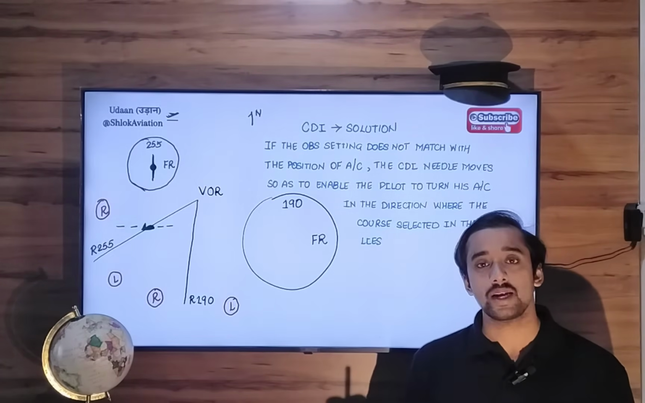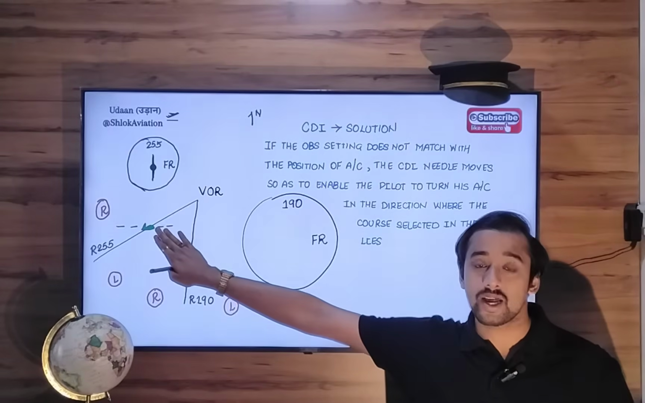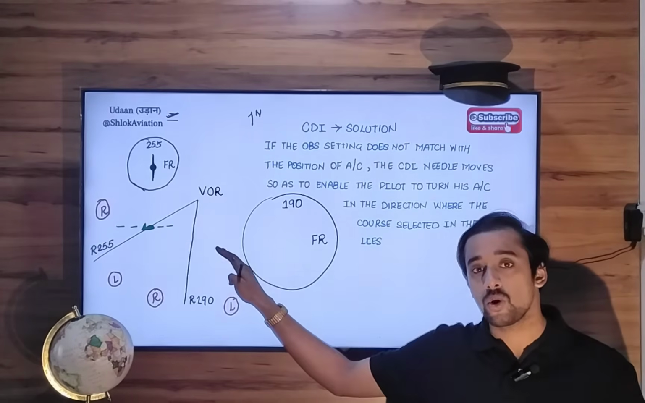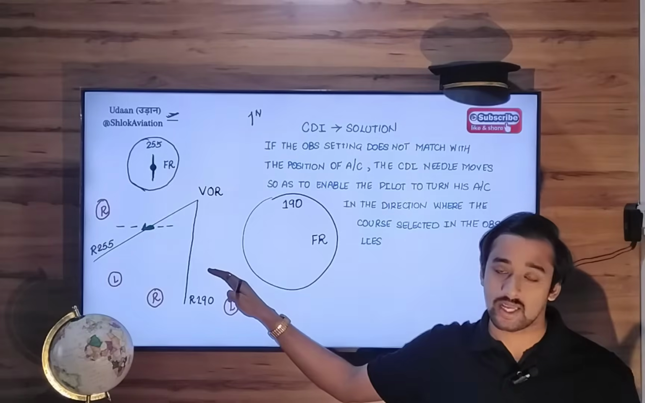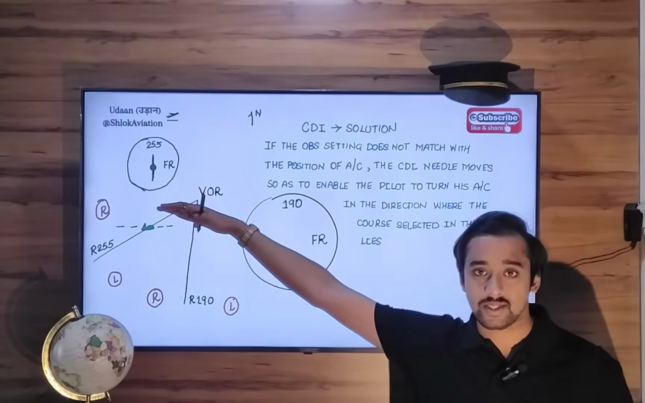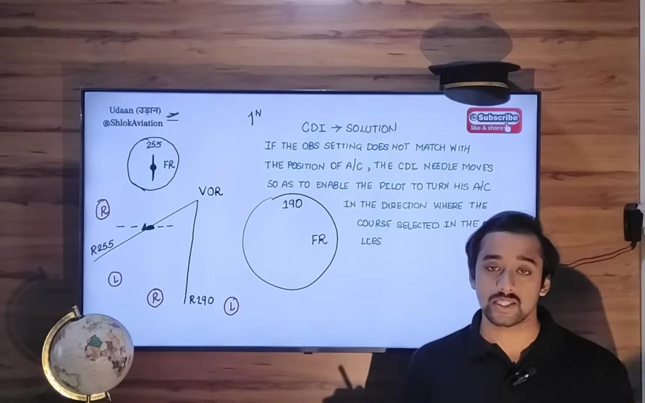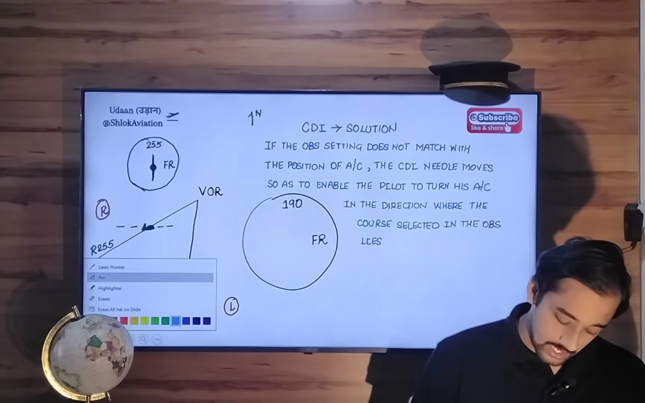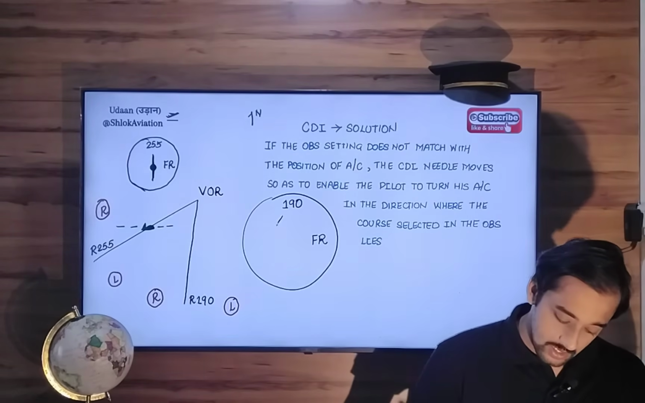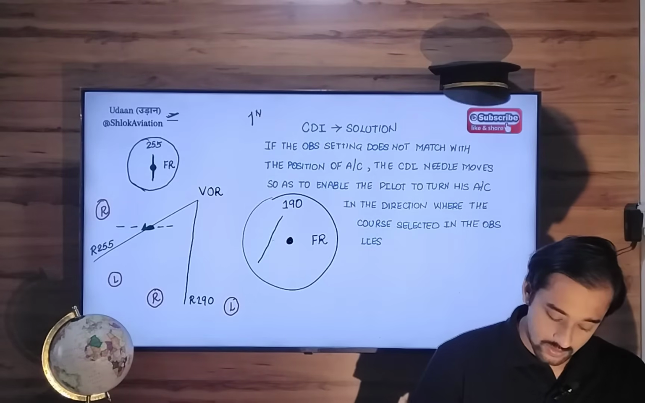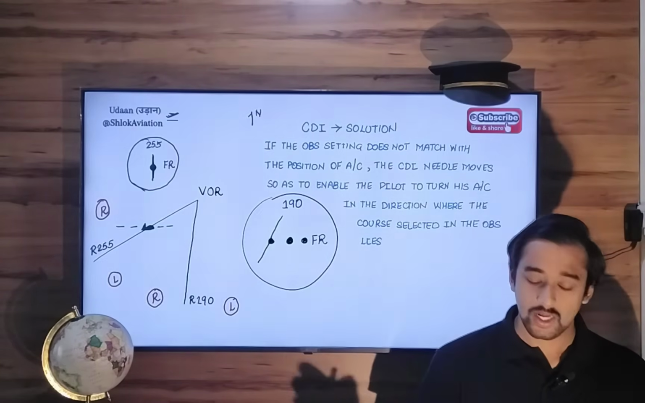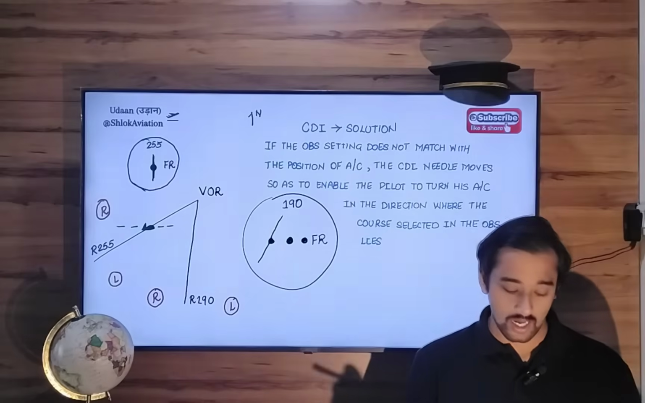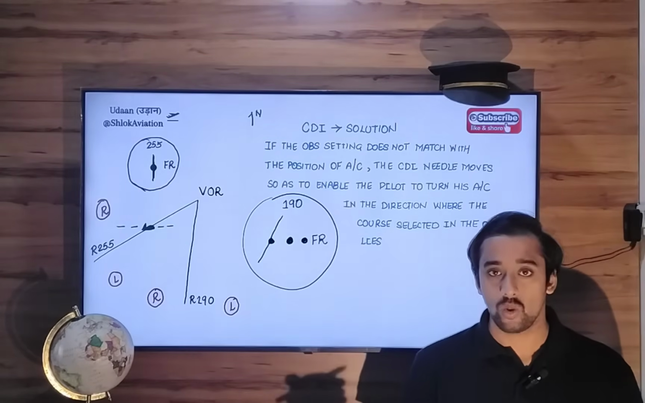All the indications that you will get are with respect to your current position, the current radial you are situated on, and with respect to that radial, where the course that you have selected in the OBS lies, whether to its left hand side or its right hand side. Accordingly, you will get the CDI deviation movement. So in this case, the CDI needle must move to the left hand side, telling the pilot to turn his aircraft to the left, intercept radial 190 and then fly outbound on radial 190.